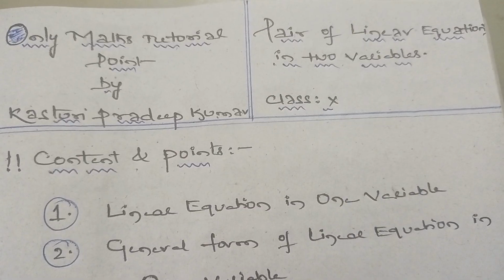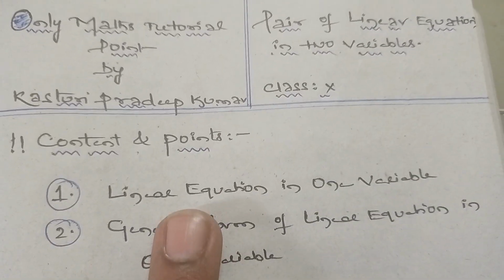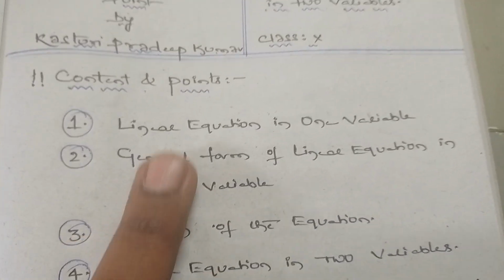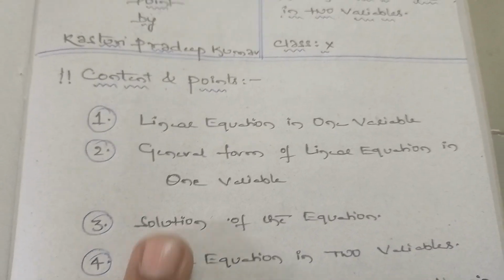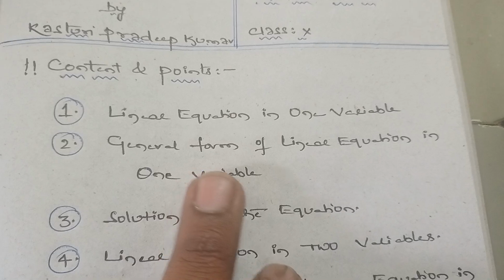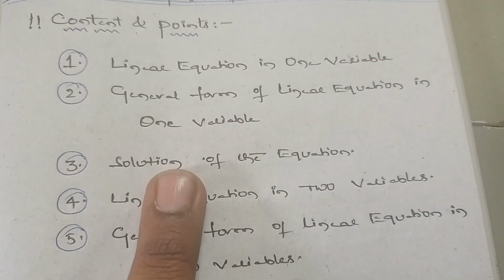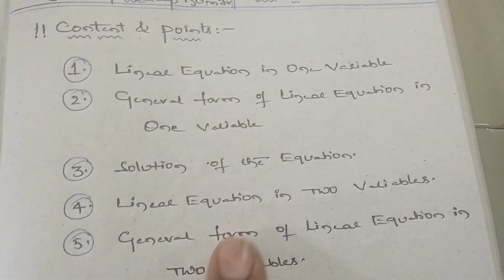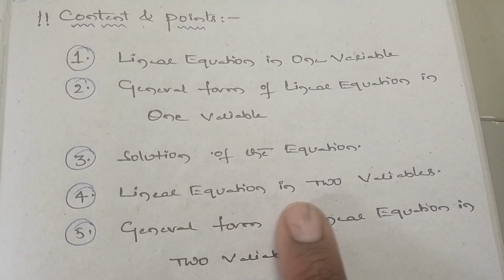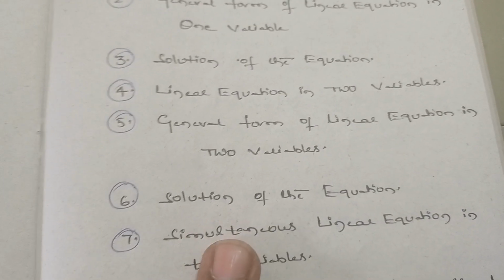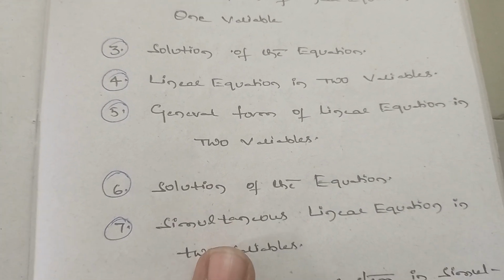Today we are going to discuss some points in the topic pair of linear equations in two variables of class 10th. I have mentioned some certain content here. So, linear equation in one variable: the general form of a linear equation in one variable, and what is the solution of the equation. Next one, linear equation in two variables, what is the general form of a linear equation in two variables, and what is the solution of the equation in two variables.